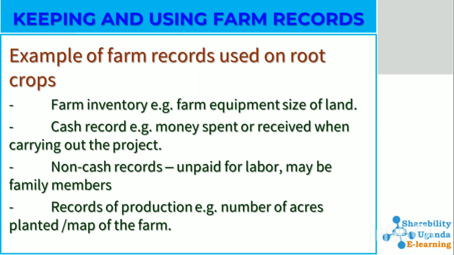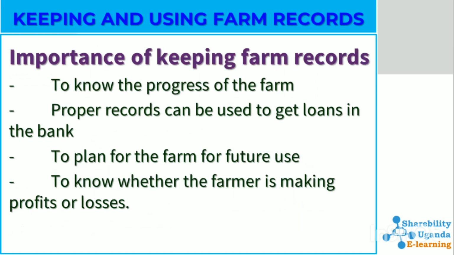Non-cash records, like unpaid for labor, like if you used your family member maybe to cultivate or plant crops. Labor that is not paid for is referred to as unpaid for labor, and it falls under non-cash records. Records of production, e.g. number of acres planted and the map of the farm.